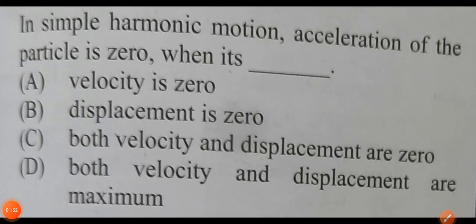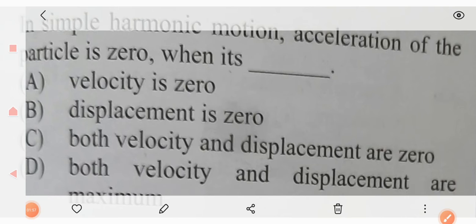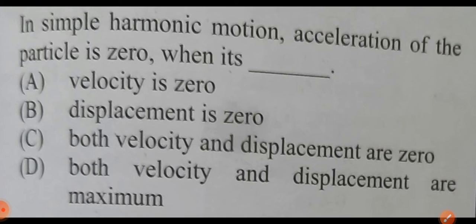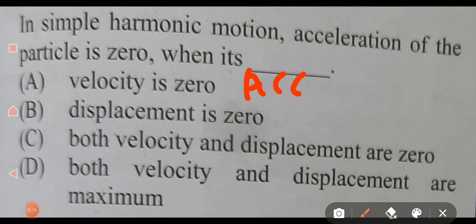The next question is: in a simple harmonic motion, the acceleration of a particle is 0 when its option A, velocity is 0; option B, displacement is 0; option C, both displacement and velocity are 0; option D, both velocity and displacement are 0. Friends, we know the formula for the acceleration is equal to minus omega square into x, and while solving we are taking the magnitude format.